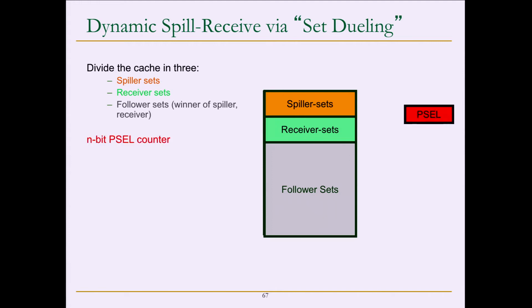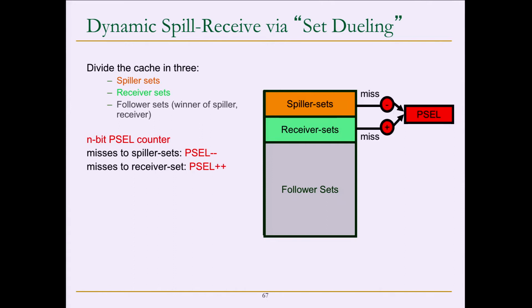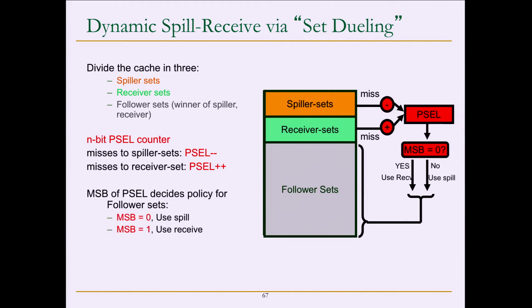OK. Well, actually, there is, because we're going to use auxiliary tag directories over here. You can have multiple auxiliary tag directories dedicated over here. One is emulating spilling, and the other is emulating receiving, but you're doing it for the same sets. In this case, it reduces complexity by choosing different sets, but it adds more randomness to the process. OK, so you have one selection counter that decides which one to use, basically. If you have more misses to the spiller sets, you reduce the counter. If you have more misses to the receiver sets, you increment the counter. And then you decide which way it goes.